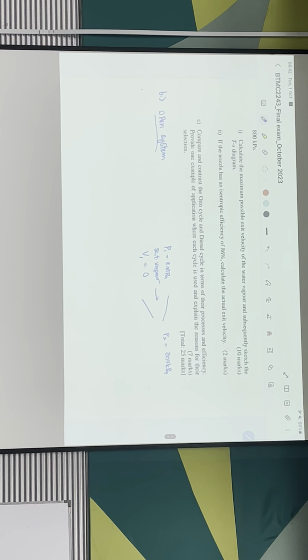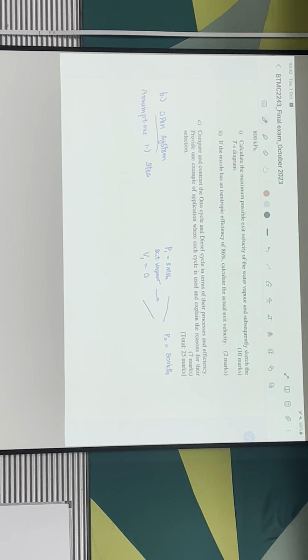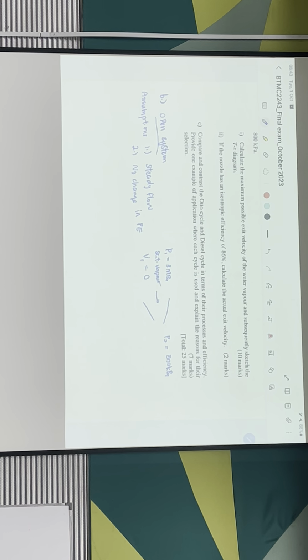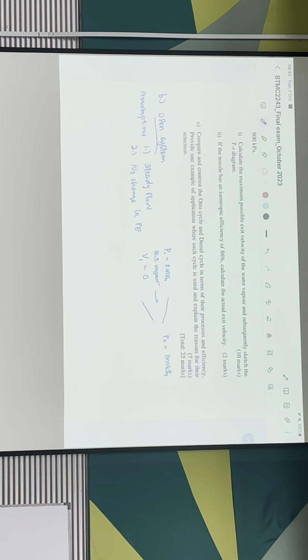So for your assumptions, the standard one would be steady operating condition, steady flow. You can just write steady flow. Then the second one, no change in PE. Do not write no change in KE, okay? Because this is a nozzle. A nozzle must have a change in KE. Otherwise, it can't perform what it is supposed to do.